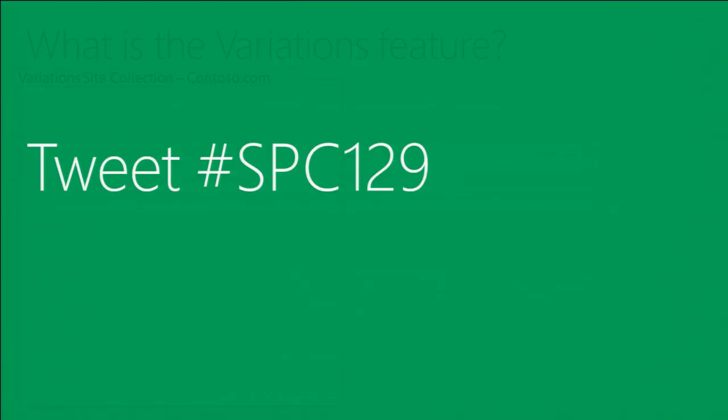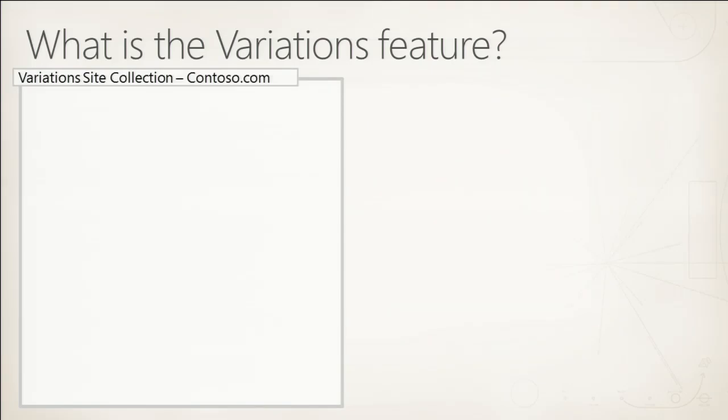Just as a level set, a vast majority have used variations in the past. But for any of you who haven't, or any of you who want to hear it straight from us, what do we see as the variations feature? Well, it's a couple things. It's a feature that enables you to manage content in a variety of different languages. It lets you sync that content. It manages the creation and syncing of that content across different languages.